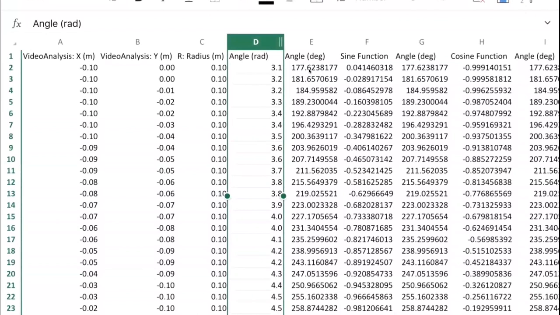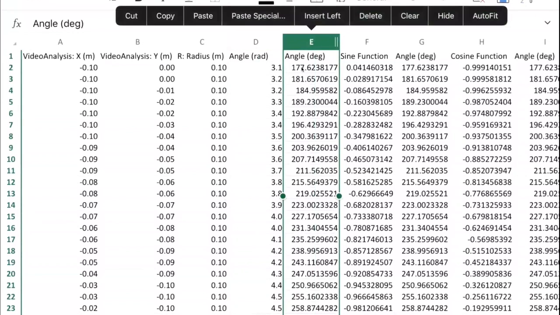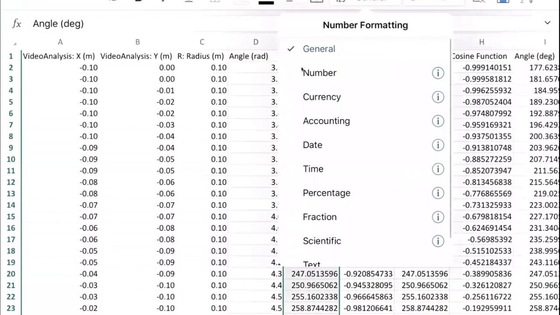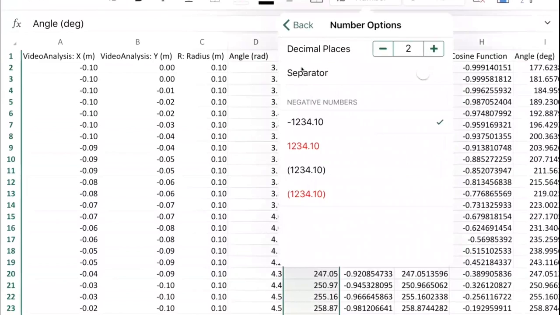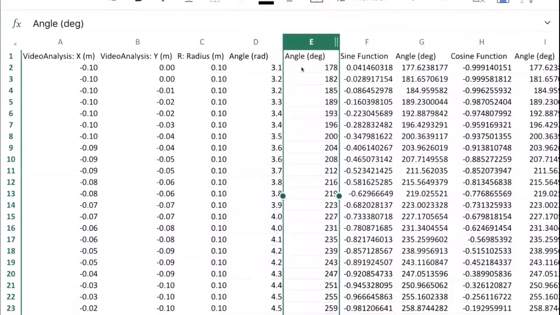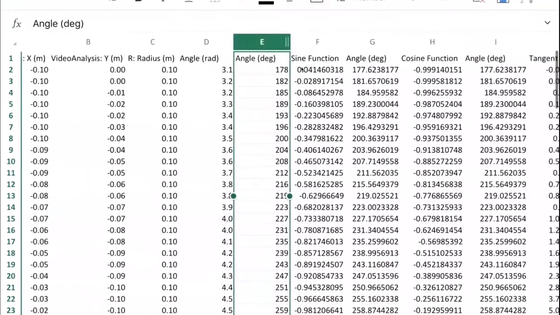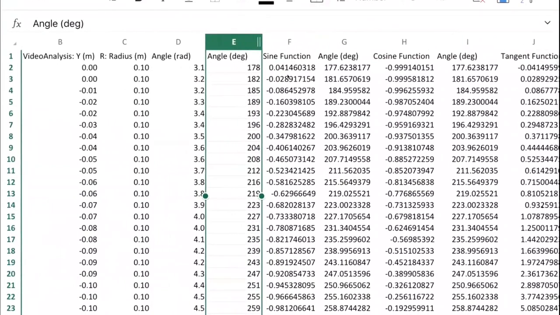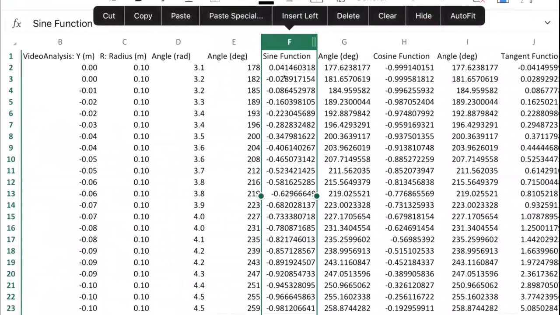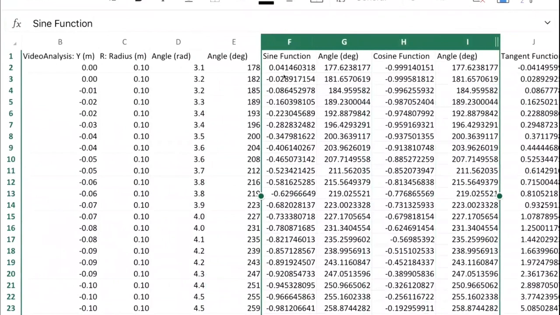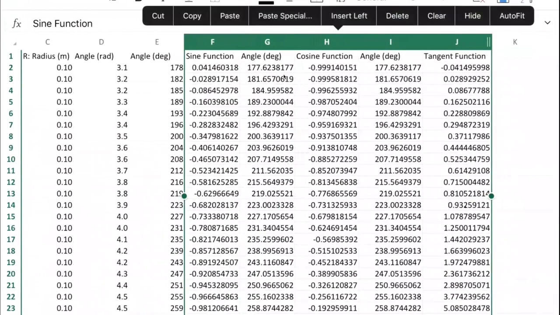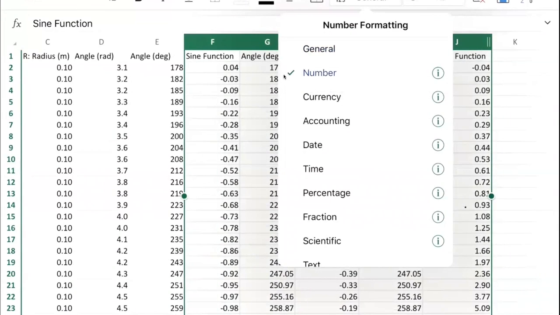And then we have our angle here. And our angle is, we don't want any decimal places for that. So I am just going to go to number and subtract both of those. And so now it looks really nice there. And I could do the same thing here, bring this down to 2 decimal places. And I'll just do that all the way through. Just bring all of these down to 2 decimal places.